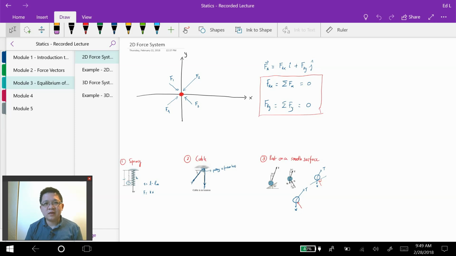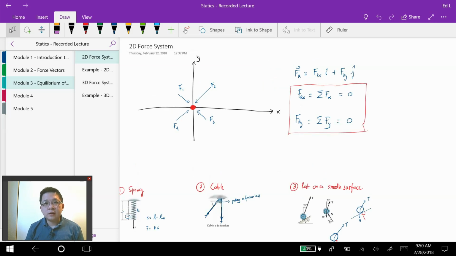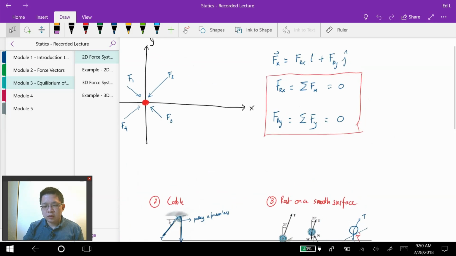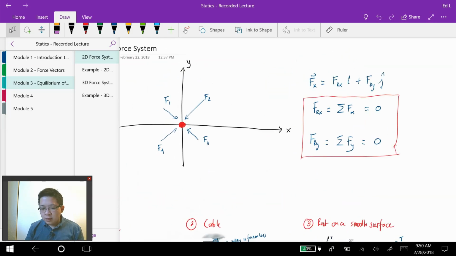Hi everyone, in this lecture we are going to discuss one example problem related to equilibrium of a particle in two-dimensional systems. Before we start, I would like to review some of the concepts that we set up in lecture 11, particularly the equilibrium equations. Equilibrium equations in a two-dimensional system can be achieved by setting the sum of the forces acting on the particle in the x and y directions to 0, which is basically these equations right here.